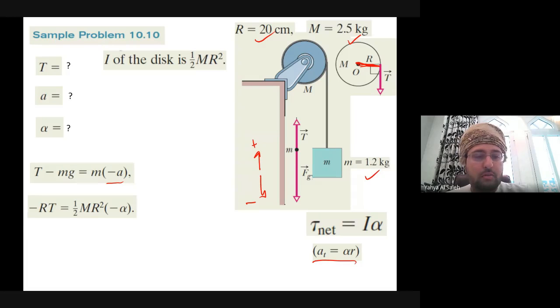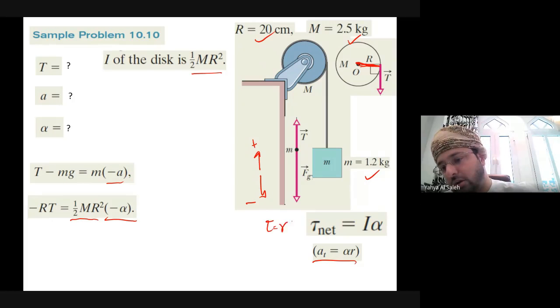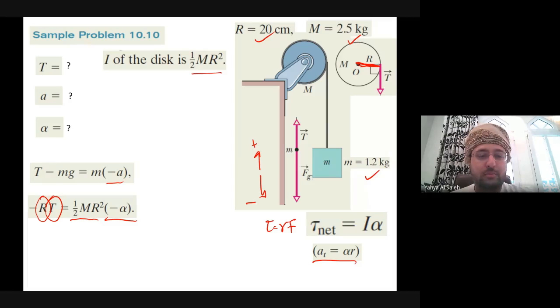So torque equals half MR squared, minus alpha, since it's going in a clockwise direction, is equal to R cross F. We also know that torque equals RF. So R and my force is tension.